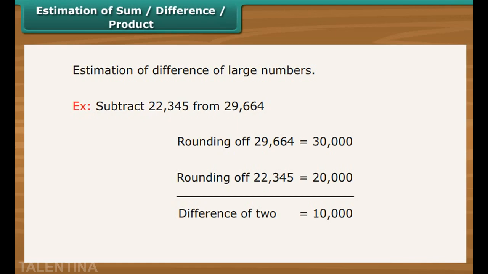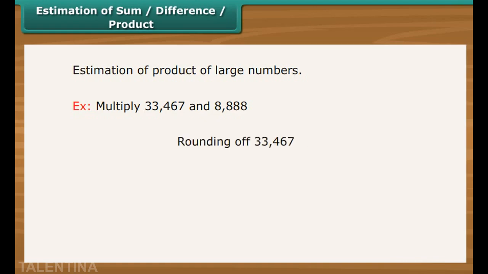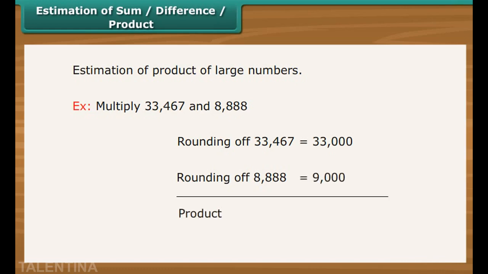Estimation to nearest number can help in the estimation of the product of two large numbers. For example, multiply 33,467 and 8,888. Rounding off 33,467 is equal to 33,000. Rounding off 8,888 is equal to 9,000. Product is equal to 33 into 9 followed by 6 zeros, which is 29 crore 70 lakhs.